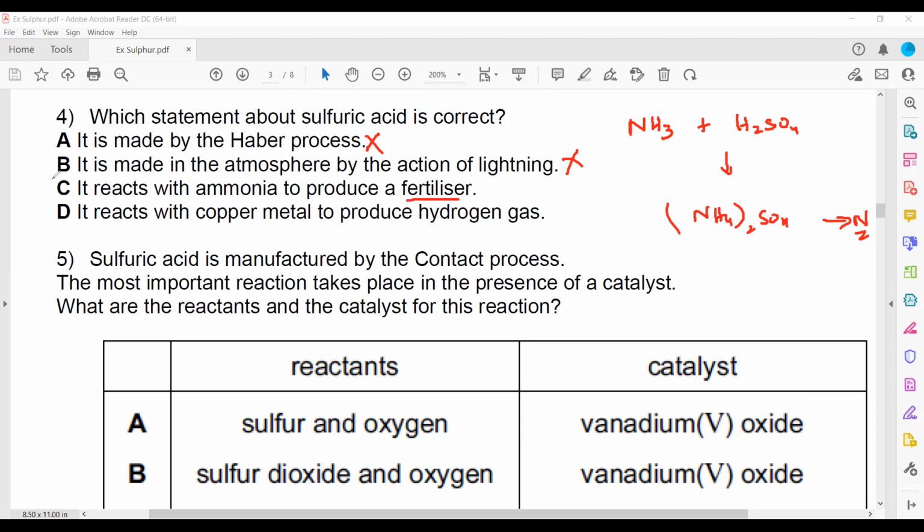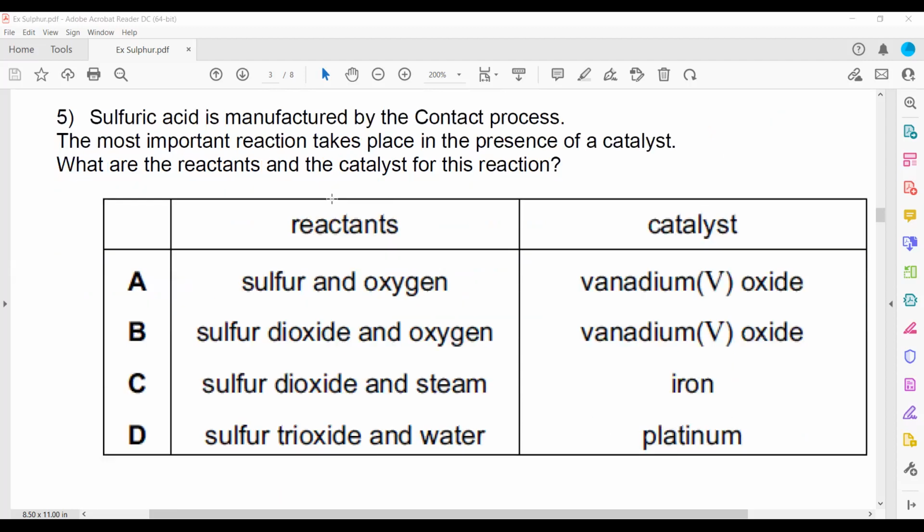So that is true. It reacts with copper metal to give hydrogen. If you check the reactivity series, copper is the least reactive metal, so it does not react with acid. Metals reacting with acid give off hydrogen, that is true, but in the case of copper it is not correct. Why is it not correct? Because copper does not react with acids, as it is a less reactive metal.